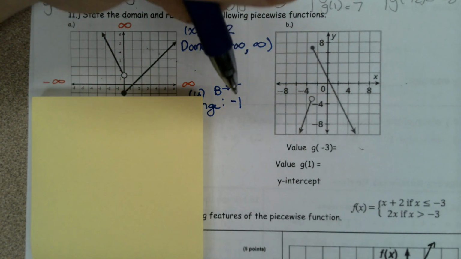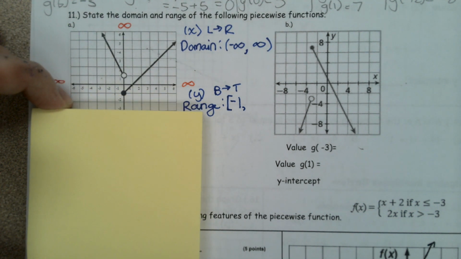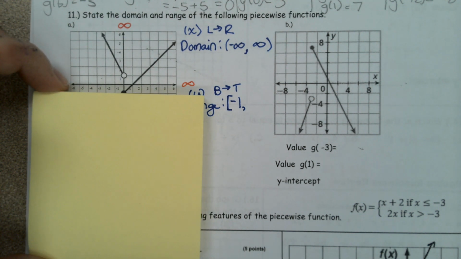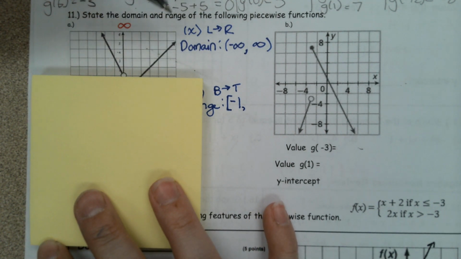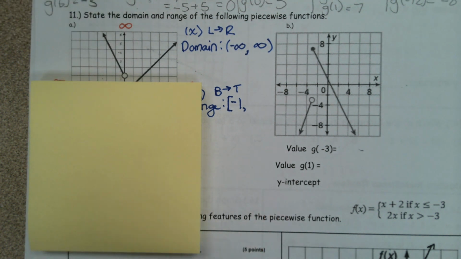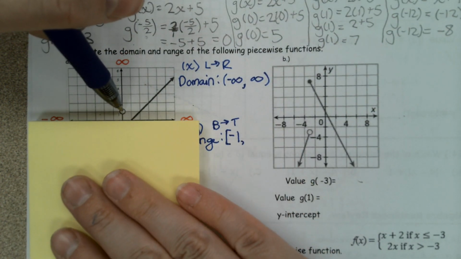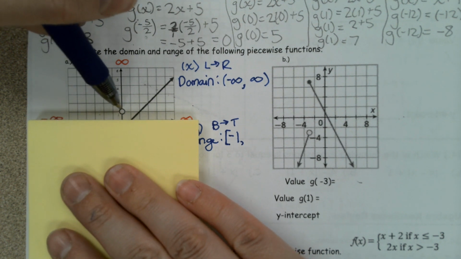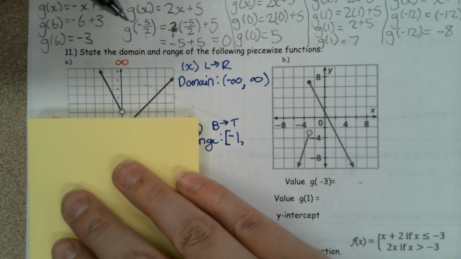And since it's a solid dot, it's going to have a bracket. Reminder, I used parentheses in the domain because with the infinities, we always use parentheses. So for range, we're starting at negative 1. And then we're going to keep going upward. We have our continuous line here. When we get to the hole here at 1, it is a little bit concerning at first. But if I follow it, even though it's empty here, it's filled here by this line. So we can just ignore it and keep going.